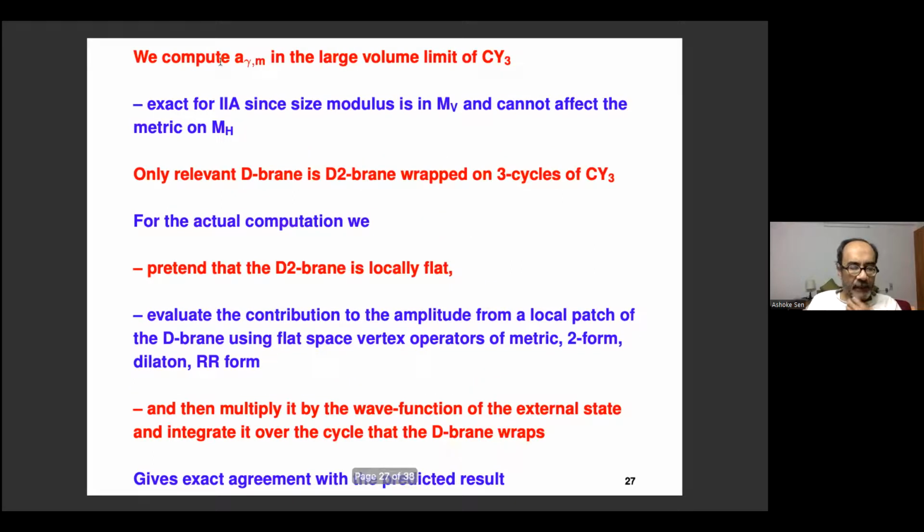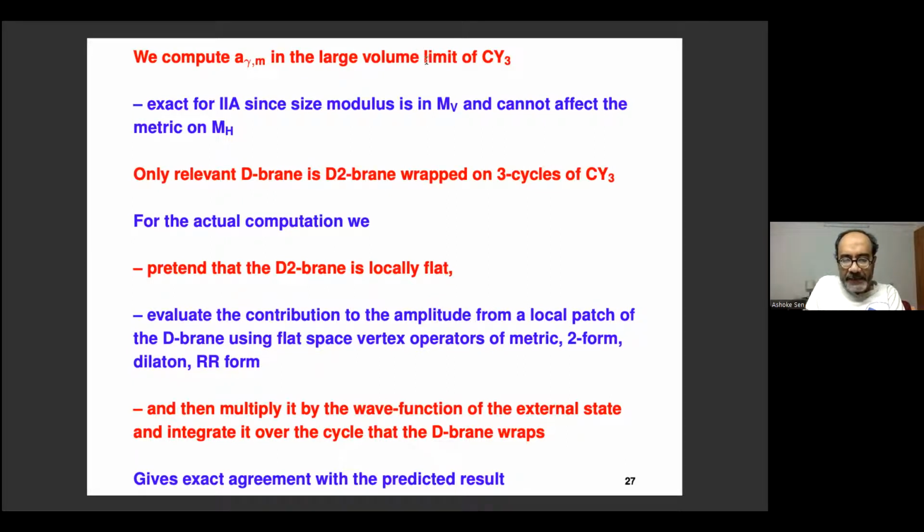Let me now say a few words about how we actually compute this A_gamma_n. After all, you have a Calabi-Yau compactification, so how do you do any calculation there? The way we do this calculation is by taking the large volume limit of the Calabi-Yau.